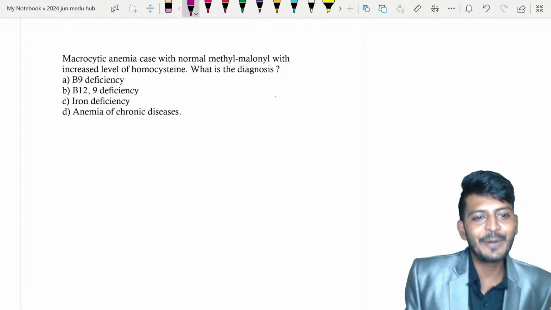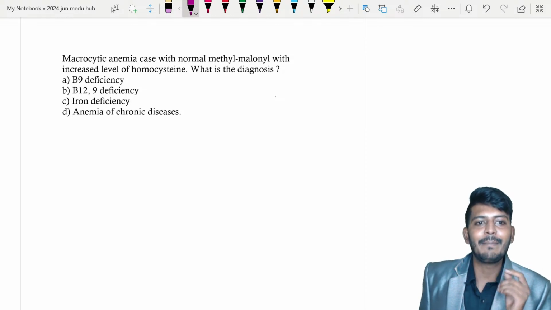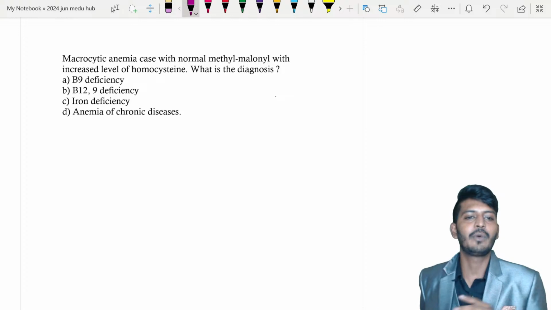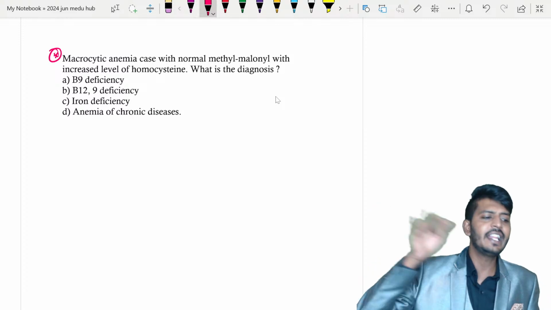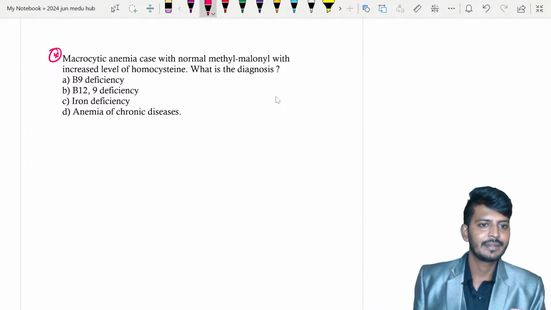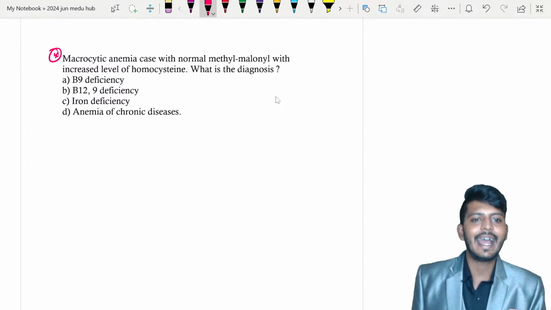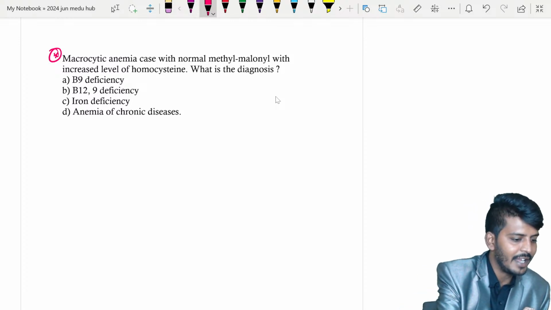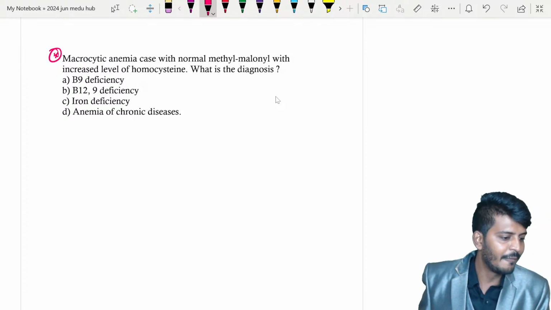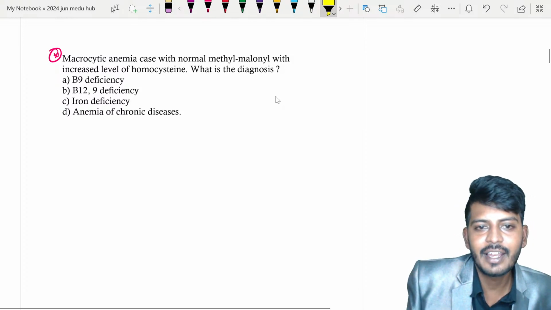Now listen to me, macrocytic anemia. Macrocytic anemia, a case with normal methylmalonic acid and increased level of homocysteine. What is the diagnosis? Just repeat कर दो. I just want you to repeat this question. That is why यहाँ पे लगाया हुआ है. जल्दी quickly comment करो answer. So what will be there? Normal methylmalonic acid and increased level of homocysteine. What is the deficiency? Yes, sir. Rinkesh Kumar, the answer is yes. Very good. Others क्यों comment नहीं आ रहा है? Very good, very good, very good. Okay, so that is a B9 deficiency.